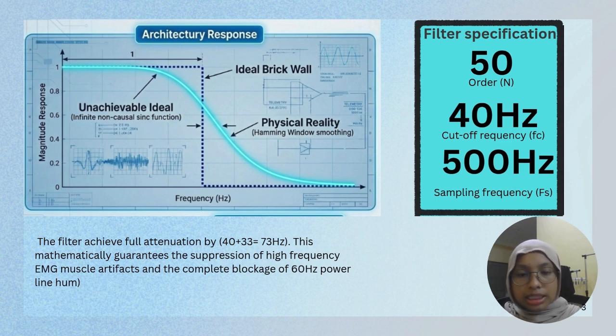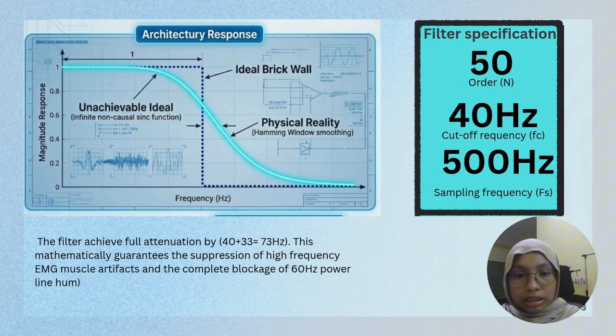As you can see on the slide, a perfect brick wall filter is impossible in real life because it requires an infinite amount of mathematical data to make it practical. So we use the Hamming window. By doing the math for a 15 order filter, our transition width comes out to 33 Hz. So how do we get the 33 Hz?